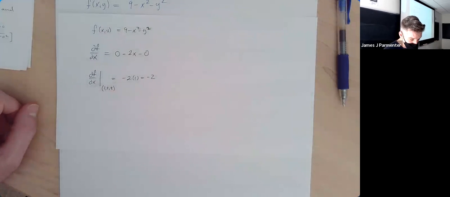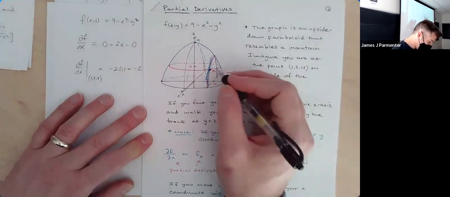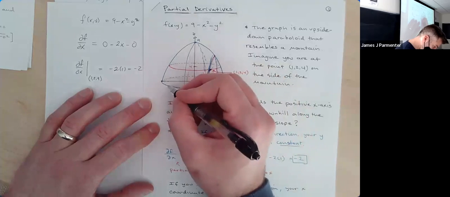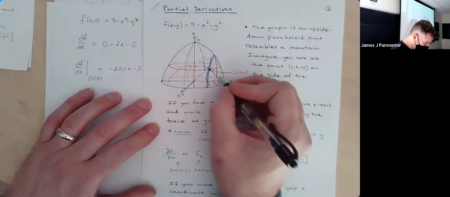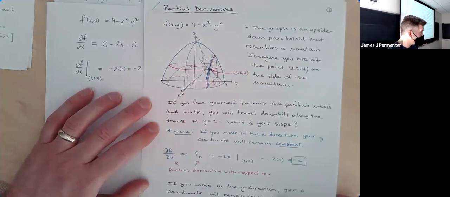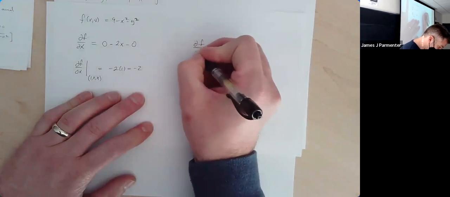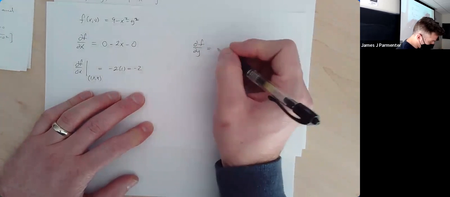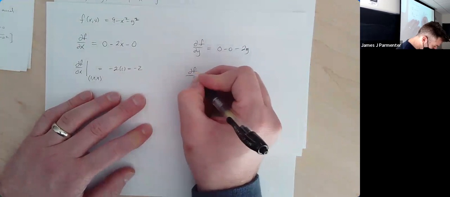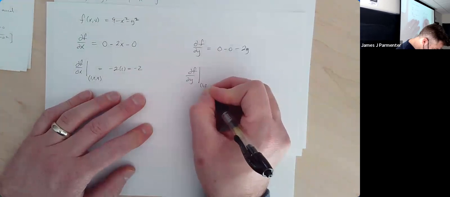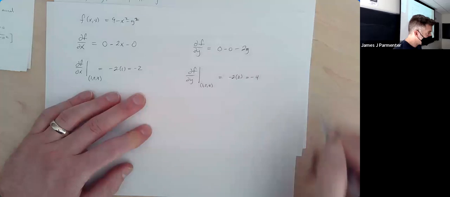And in a similar way, we look back at this picture over here. If instead we go in the y direction, so if we draw this little parabola that way instead, and ask what's the slope going to be in the y direction? Well, it's still going to be negative, but it's going to be different. So if we find del f del y, which is going to be 0 minus 2y, then del f del y evaluated at that same point is going to be -2 times 2, which is -4.